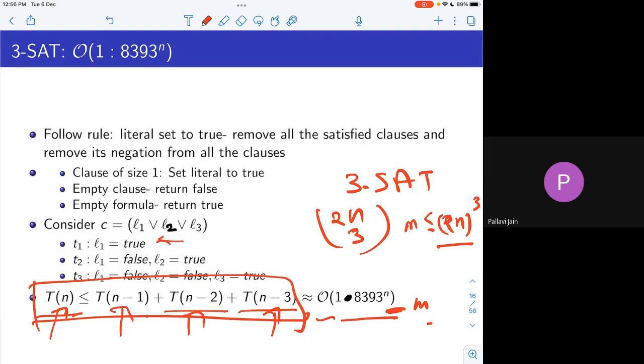First branch, this L1 equals true. Now we are not trying all the combinations like 0, 0, 0, 1, 1, 0 for L2, L3. That depends on what the running time of the algorithm will give recursively. So it is a recursive algorithm. It depends on what we obtain.